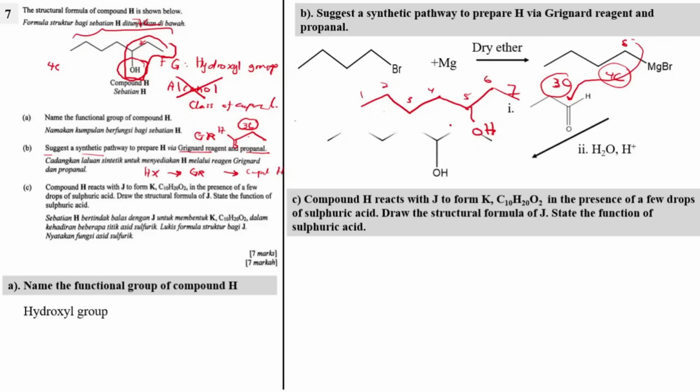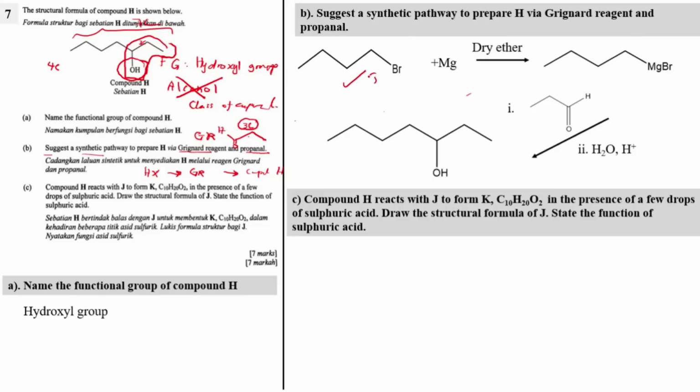So this is representing compound H. And for the marking, question B here will consist of 4 marks. Identifying the haloalkane is going to be 1 mark. The reagent, magnesium and dry ether, is 1 mark, and then the production of the Grignard reagent is 1 mark. And then the process of hydrolysis followed by the propanol here will be another 1 mark.